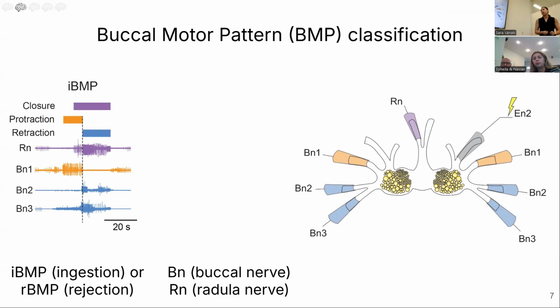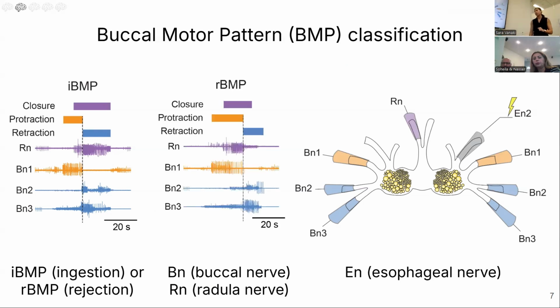But the key nerve to note is the radula nerve in purple. If it's more active during retraction than protraction, then we consider it an IBMP, or ingestion pattern. Whereas the opposite is true: if the radula nerve is more active during protraction than retraction, then it's a rejection pattern.